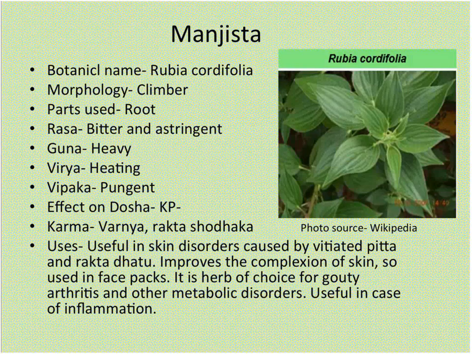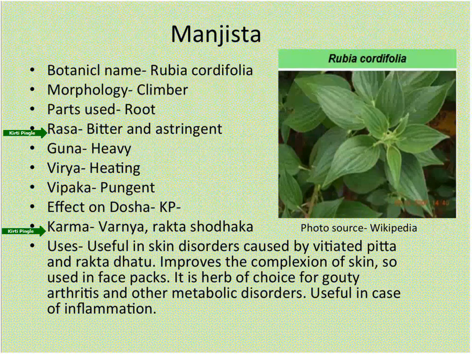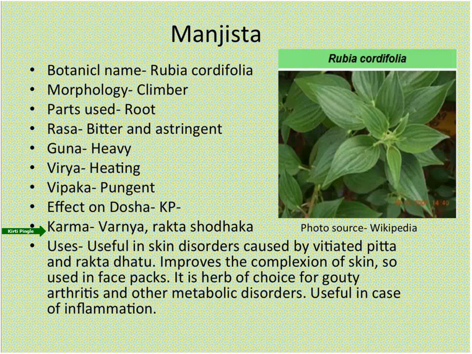Then another herb is Manjishtha. Manjishtha is called Rubia cordifolia. It's a climber, and the part used is the root. It is bitter and astringent in nature. It is heavy and heating in nature. It is kapha pacifying in nature. Basic karma is varnya and rakta shodhak.